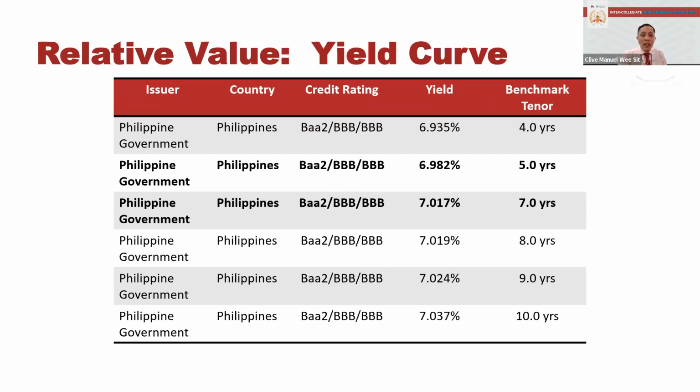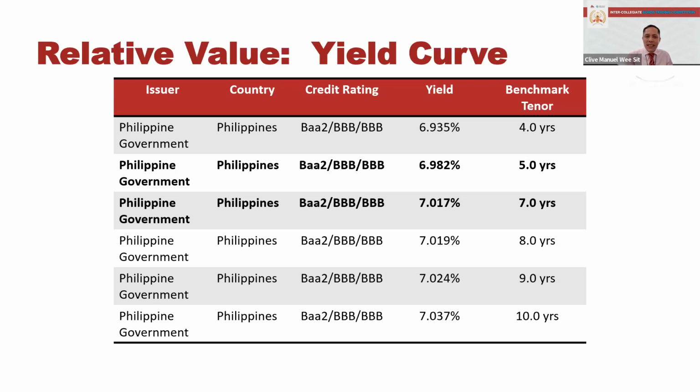Another way for you to look at relative value is by taking a look at securities by the same issuer but across different tenors. That's where the term structure of interest rates comes in. The yield curve is what we call that. So this is actually the yield curve of Philippine government securities, but this is a dated slide. Admittedly, I think this slide was from late 2018. So you'll notice that the yields are quite high.